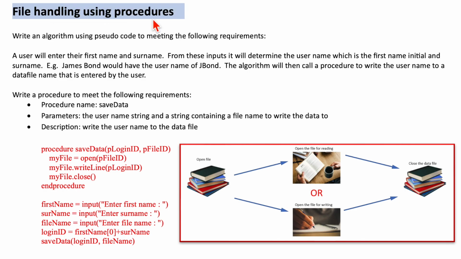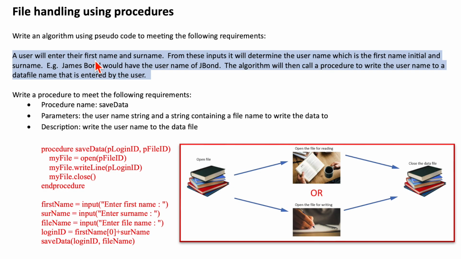Today's topic is file handling using procedures. Write an algorithm using pseudocode to meet the following requirements. A user will enter their first name and surname. From these inputs, it will determine the username, which is the first initial and the surname. So for an example, if we enter James Bond, they would have the username of J Bond.